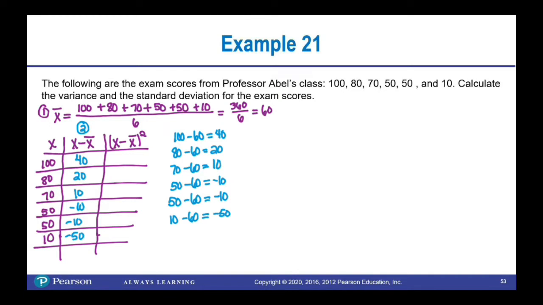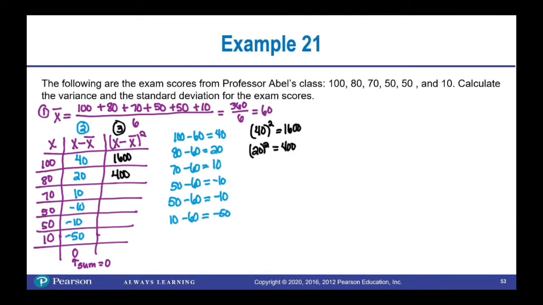The sum of this middle column should always be 0 or very close to 0. Sometimes because of rounding, you might get 0.1 or negative 0.1, but the sum of that middle column should always be very close to 0. My third step is to square each difference. That's my third column. So 40 squared is 1600.